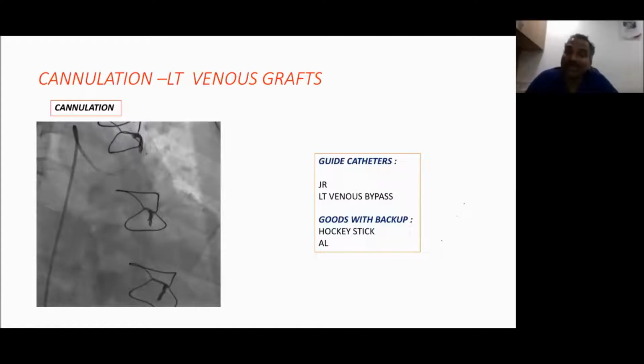So wherever you need good backup support, you have to use either a hockey stick catheter or even an AL. And whether it is hockey stick or AL, the best view in which to cannulate, in my opinion, is the RAO view. In RAO view, you can cannulate it pretty easily.